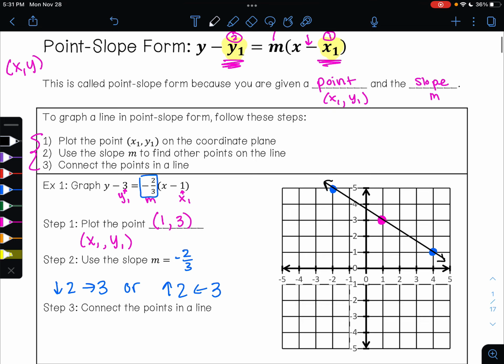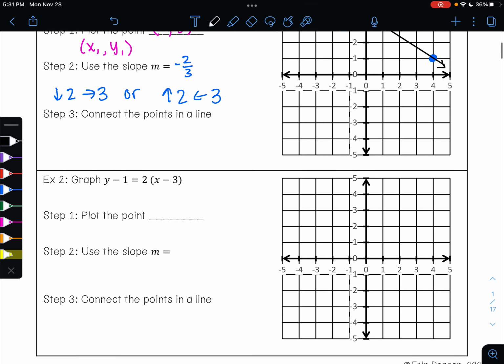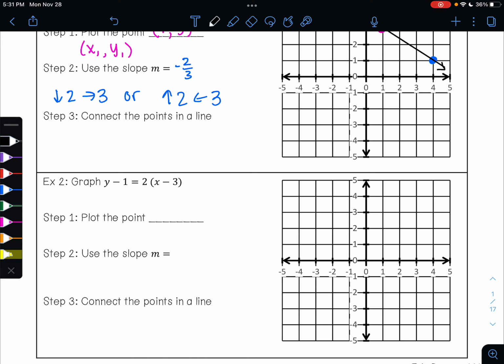Let's go ahead and look at that again on example 2. On example 2, we have y minus 1 equals 2 times x minus 3. So my point is x is going to be 3 and y is going to be 1. Again, you change the signs because there's a negative in the formula. So the point 3, 1 is this point right here.